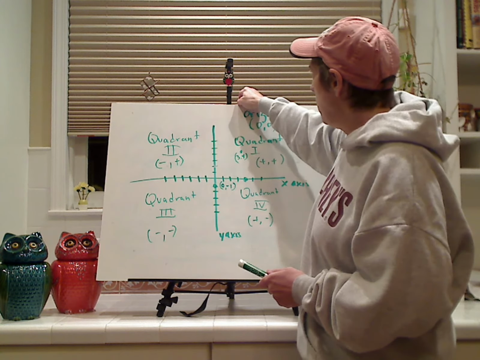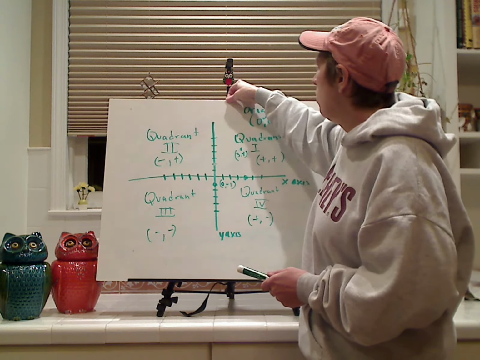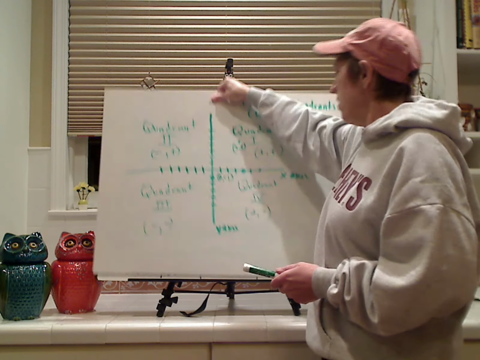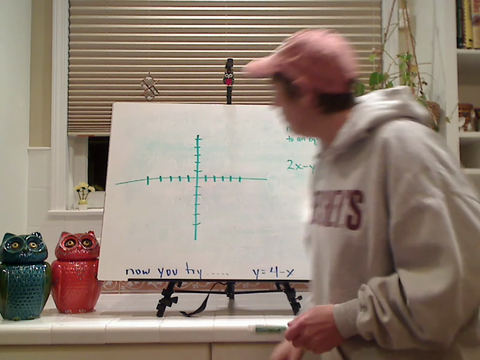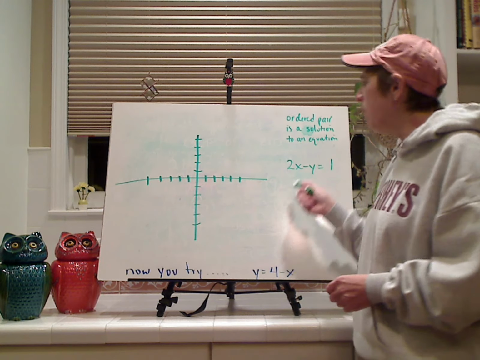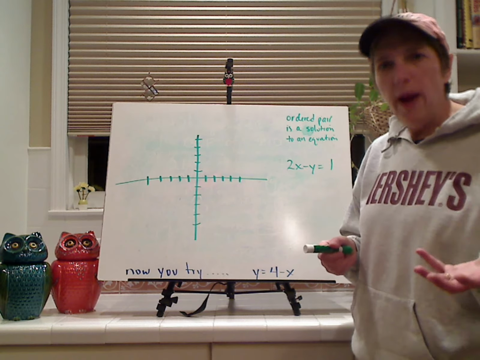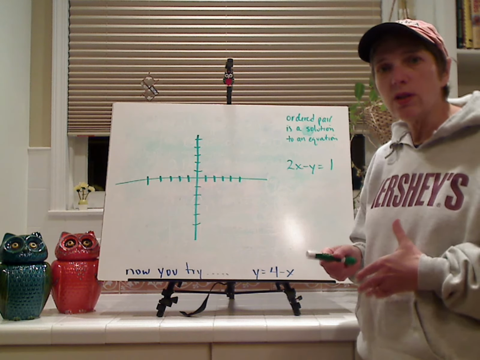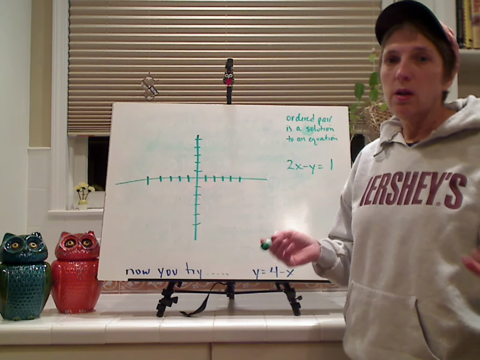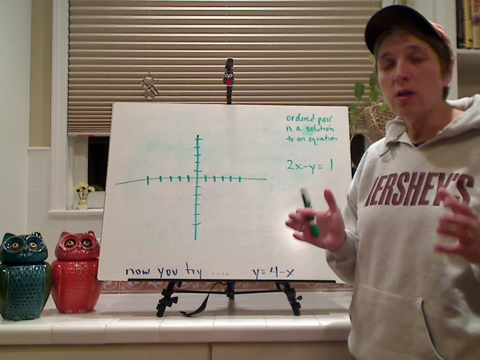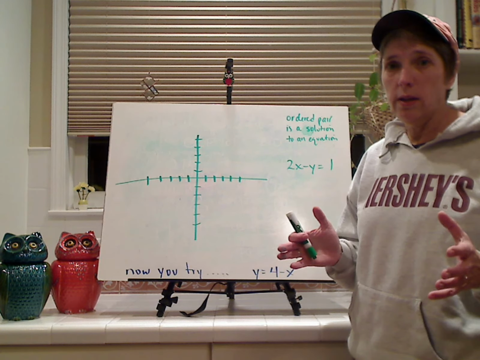So now, what do we do with a coordinate plane? Well, we've been talking about equations with one step, and now we're going to introduce a second variable. And we're going to say that ordered pairs represent solutions to linear equations. What's a linear equation? A linear equation is a graph of a straight line.